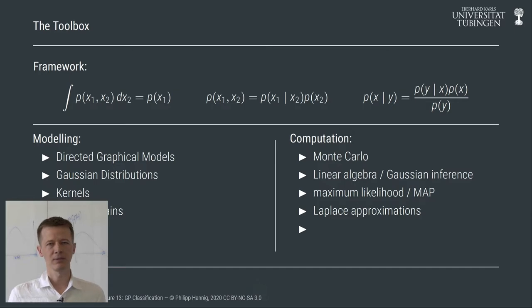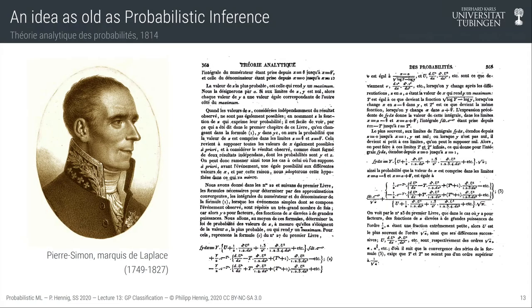It's called the Laplace approximation because it goes back to Pierre Simon, the Marquis de Laplace, who invented it in 1814 in his analytic theory of probabilities to actually solve a problem that is the basic form of what we are discussing today.